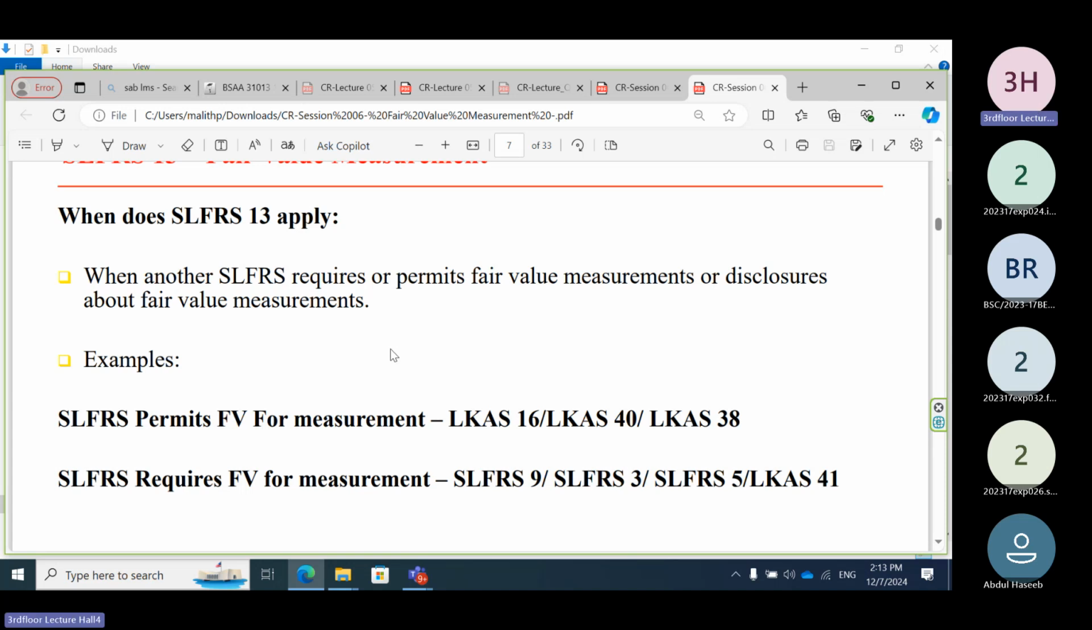So the two tests will be done only for debt instruments. If you have a failed answer, you have to do fair value. If you have a pass answer, again you have to do fair value for two instances. One is not fair value, that's amortized cost. Amortized cost will be discussed later, and fair value determination will be discussed here. That's the link between IFRS 9 and SLFRS 13.